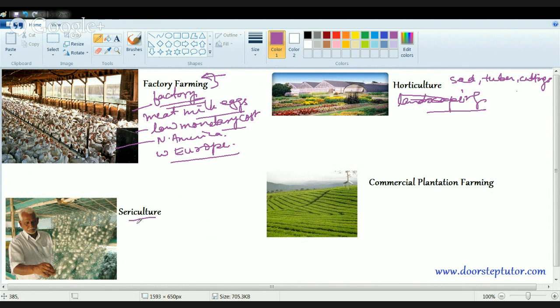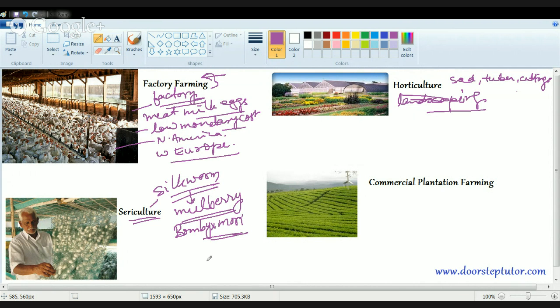The next is sericulture. Sericulture is basically the rearing of silkworms. So what is basically done is you have a lot of mulberry trees that are grown out. Bombyx mori is the technical name for the silkworm. So they are reared. You have the cocoons here, and slowly and gradually silk filament is extracted from these cocoons by methods of twisting, and you finally get the raw silk.